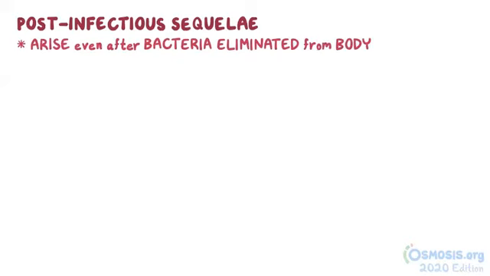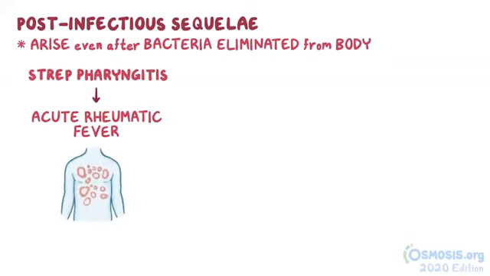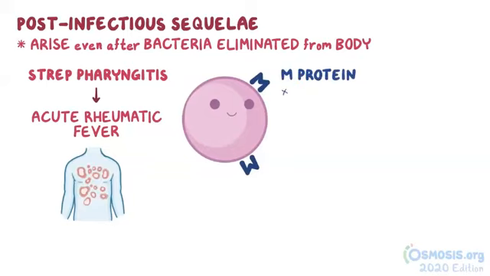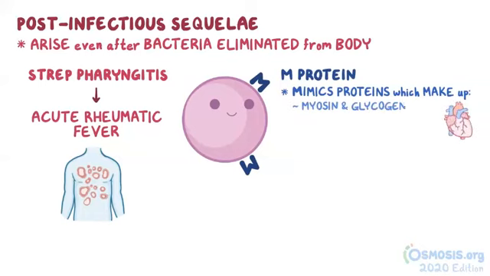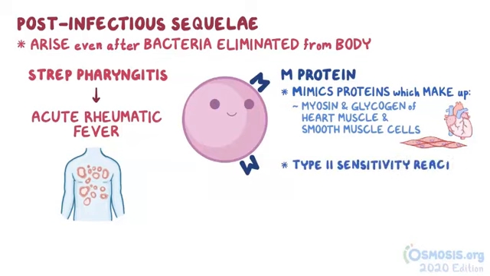Finally, strep pyogenes can also cause post-infectious sequelae, which are complications that arise even after the bacteria has been eliminated from the body. For example, following strep pharyngitis, there might be acute rheumatic fever, or ARF for short. This complication arises because strep pyogenes has a bacterial M protein that mimics the structure of some proteins that make up the tissues in the body, like the myosin and glycogen of heart muscle and smooth muscle cells. This is not to say that they're identical, but rather that they're similar enough for the immune system to confuse these self-structures with the bacterial M protein, resulting in a type 2 sensitivity reaction.